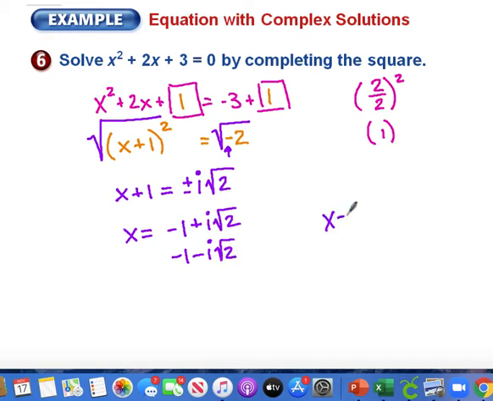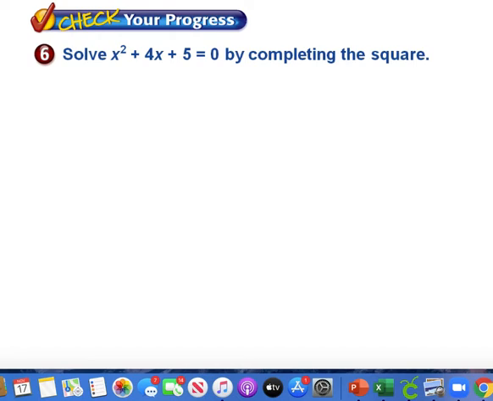And you can write it as such, negative 1 plus or minus i square root of 2. Just recognize that this is two different solutions and they are complex. You have the real part and the imaginary part. All right, so this last one, go ahead and pause the video and try, and then pick back up and see how you did.